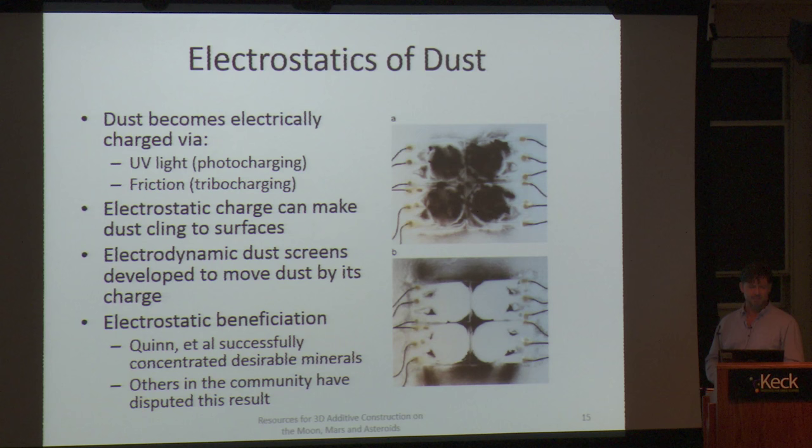Dust becomes electrically charged by UV light, which is photocharging, or by friction, which is tribocharging. We've had great progress in controlling dust to clean surfaces using electric fields. Here's an example of an experiment or a technology that's been developed where you've got a dusty surface, there are electrodes in the surface, and when you apply a stepping voltage, it moves the dust right off the surface almost immediately. Jackie Quinn and company have tried to use electrostatics to beneficiate. They showed successful concentration of ilmenite and other minerals. However, that result has been questioned by the community. People say that the materials they were using weren't appropriate, they weren't as good as actual lunar soil or various other problems. And so I'm going to have to say that's still an open question as well.